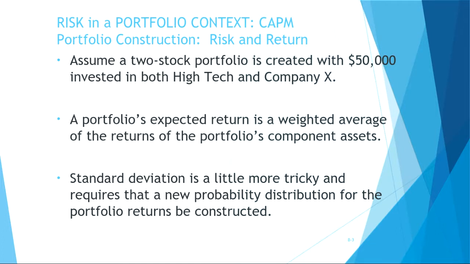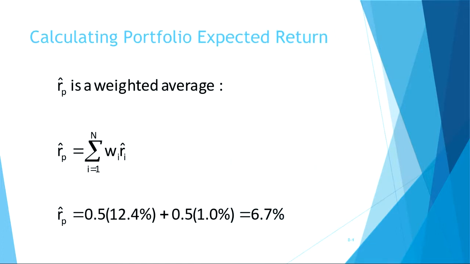How do we calculate the expected return? Basically, expected return is the weighted average of two components. In this portfolio, we have 50% of the high-tech company with an expected return of 12.4%, and 50% of company X with a 1% expected return. So the average is 6.7%, right?